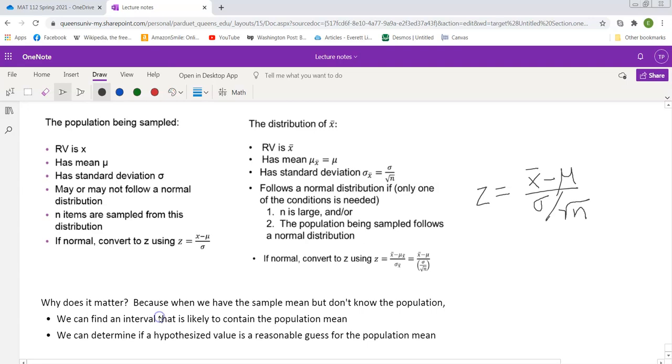And then the other kind of inference we're going to do is we're going to be able to look at a hypothesized value and say, does it seem reasonable to think that our population mean is that value? Or is it less than that? Or is it greater than that? And that's hypothesis testing. And between those two things, we're going to spend most of the rest of the course doing that. And the central limit theorem and other theorems like it is the only reason we can do those things.